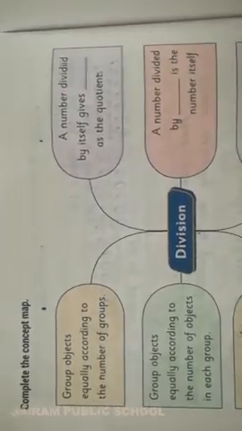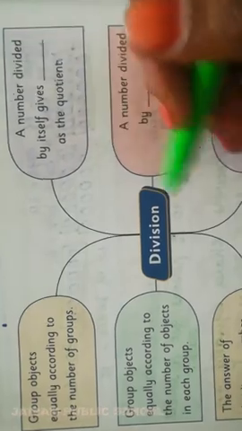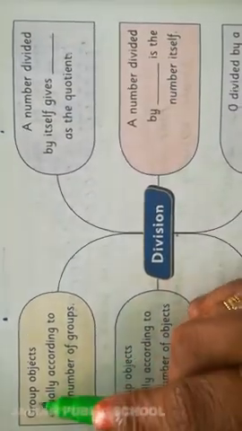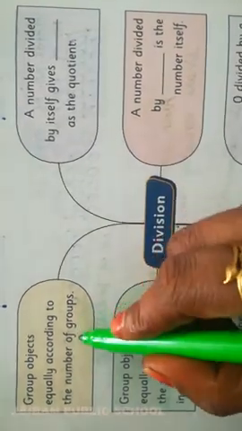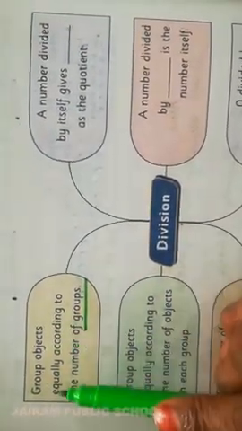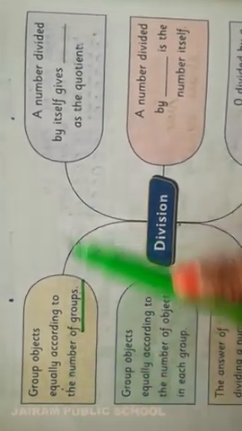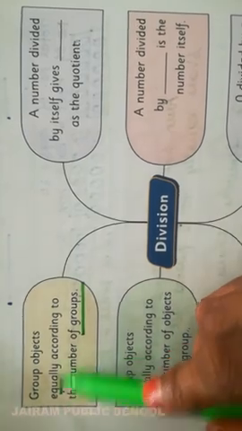Next, studio book, page number 128. Complete the concept map. Now we are coming to the end of the lesson. Division. In division, we group objects equally according to the number of groups. Division is nothing but grouping of objects equally according to the number of groups. We are separating the groups equally.